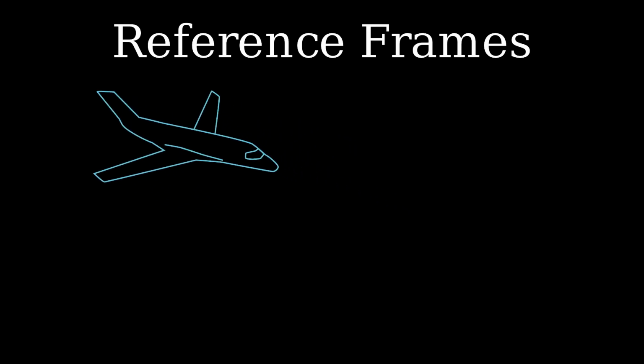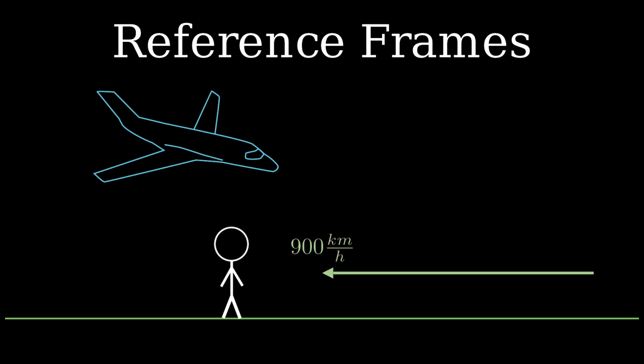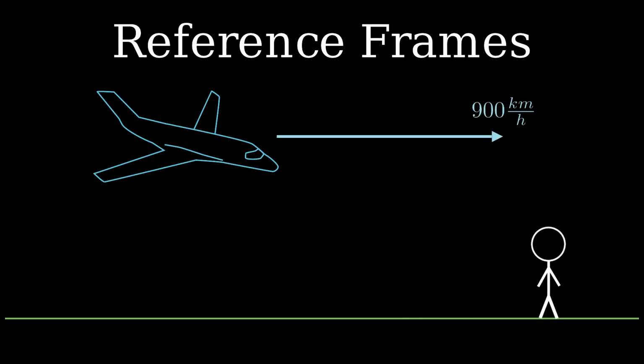Now lastly, we have to talk about reference frames. So far, we've just been taking the velocity as an absolute thing, but it's not. It depends on who's observing it. So for example, let's say you're on an airplane going 900 kilometers an hour relative to Earth. From someone standing on the ground, that airplane's going at 900 kilometers per hour. But relative to you, the airplane isn't moving at all. Instead, the Earth is moving behind you at 900 kilometers an hour. Neither of these perspectives is more true than the other. It all just kind of depends on where you're measuring it from.